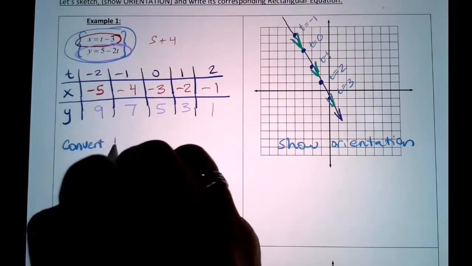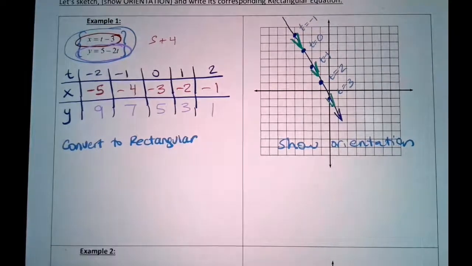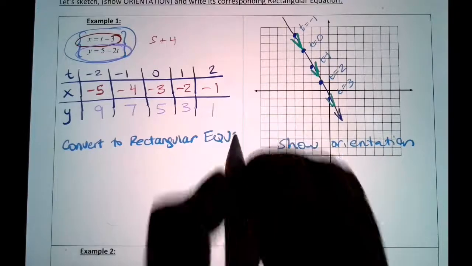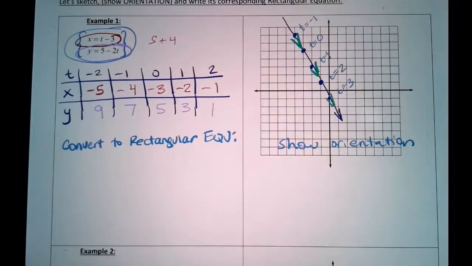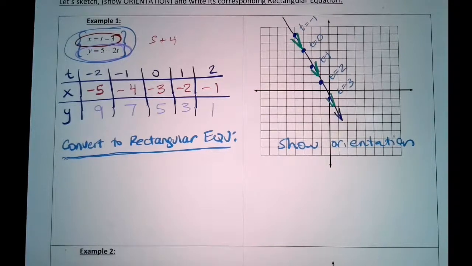So let's convert to a rectangular equation. That just means a regular equation that involves x and y. You're going to eliminate the parameter, essentially. Sometimes you'll see that, like, eliminate the parameter in the set of parametric equations. You're converting it to a regular equation that you're used to seeing, right? There's a couple of strategies that you can do, but I like that phrase of eliminating the parameter.